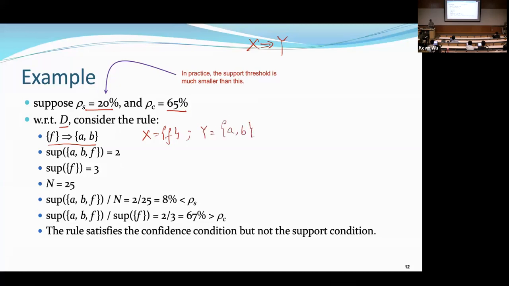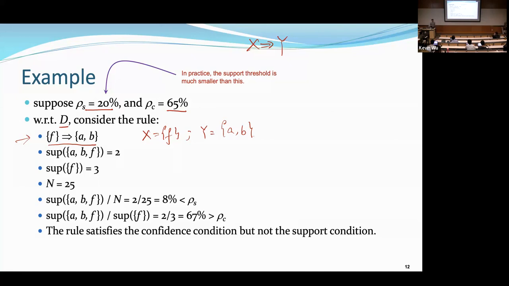So I want to check whether this rule is valid or not. I want this rule to satisfy three requirements. The first one is quite straightforward. The left-hand side and the right-hand side should not be empty. That's satisfied. There should be no overlapping items between the left and the right-hand side. That's also satisfied. So the first requirement is good.